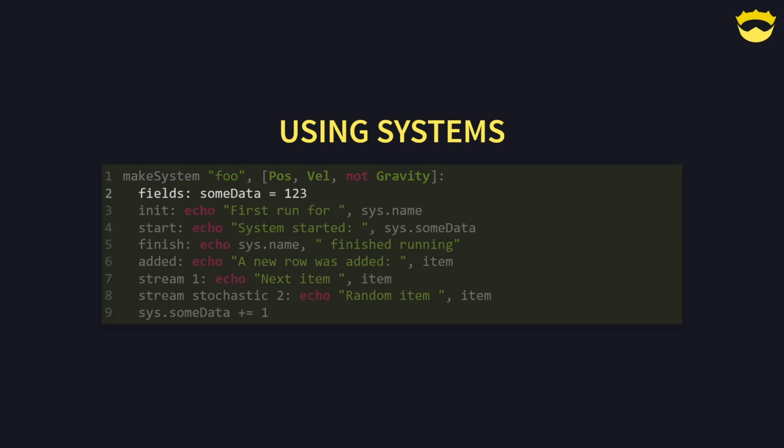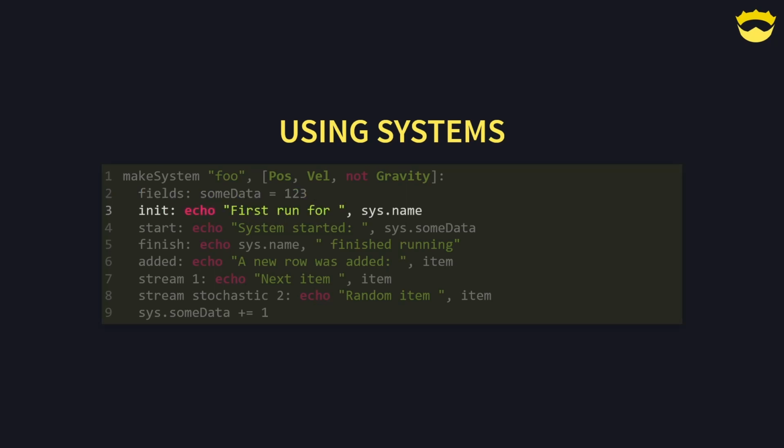You can also set up your own fields. So this extends the type for the system with your own fields and data. So this can be quite useful if you need system local data, for example, tracking something that you're processing or whatever.